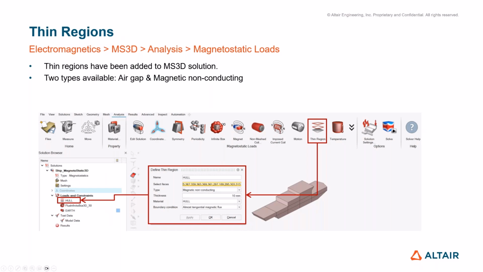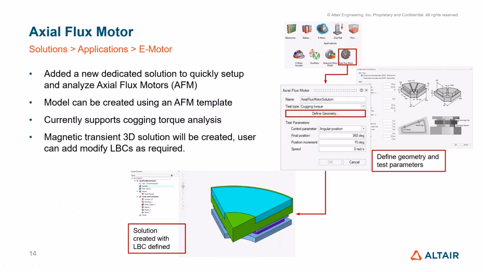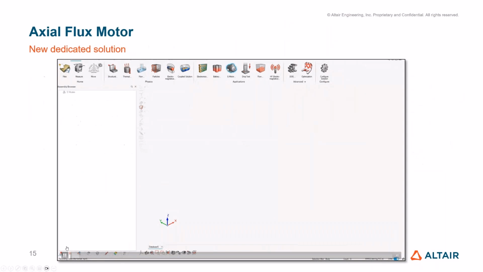So moving to specific application, we improved the workflow for Altair Flux machine, adding an automatic test type. The first one is the cogging torque. New types will be added in the future. So user can define the parameterized geometry using the dedicated template already available and easily perform a test. We have a short video for this.